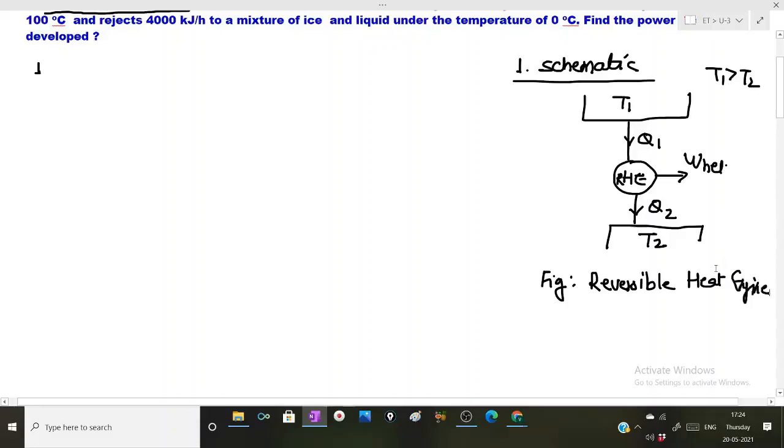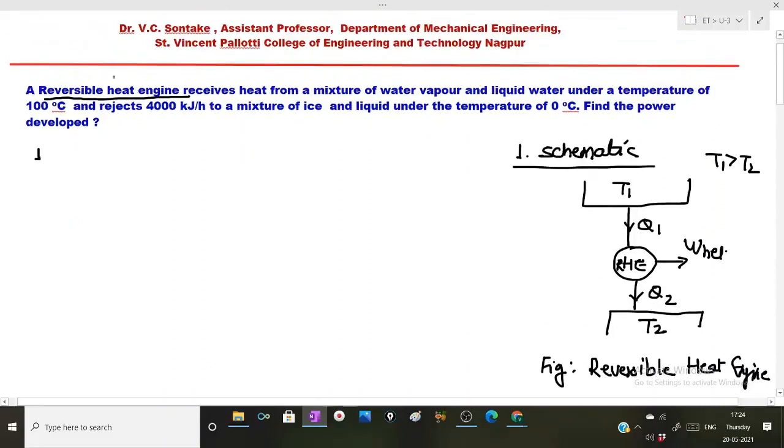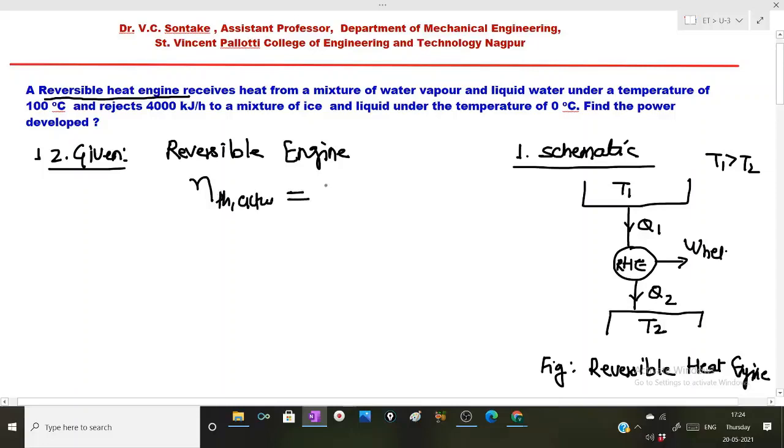Now let us look at the problem statement. What are the things given to you? I will mention here the given things. The given engine is a reversible engine. So what does it mean? Eta thermal actual will be equal to eta thermal reversible. These are the things given to you in the indirect form.